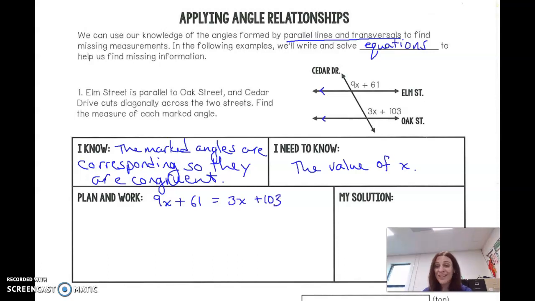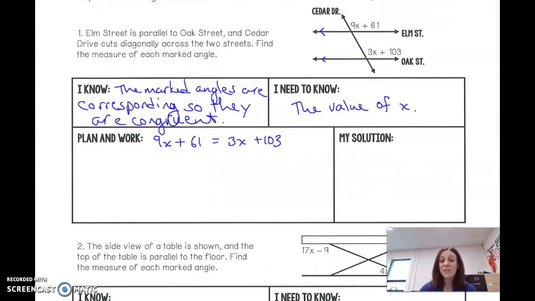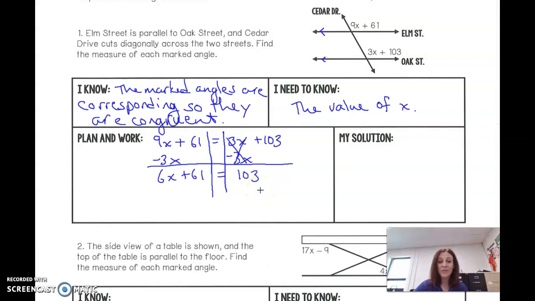Hey, we've done this before, right? If these two things are equal, then simplify each side and solve for x. We can either subtract 9x from each side or 3x. I'm going to subtract 3x because it's going to let me deal with positives. 9x minus 3x is 6x. These add to 0. Now we've gathered all of our variable terms on one side.